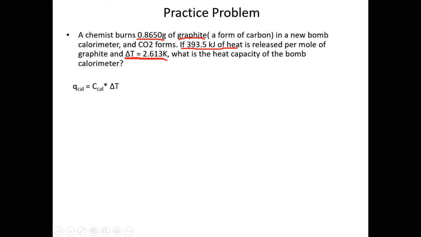So what do we know? We know that Q of calorimeter equals the calorimeter constant times delta T. So we rearrange this in order to find the calorimeter constant. We need the heat absorbed by the calorimeter and delta T. Well, delta T we already have. It's given to us. It's 2.613 Kelvin. So we've got to find the Q of calorimeter so that we can find the calorimeter constant.